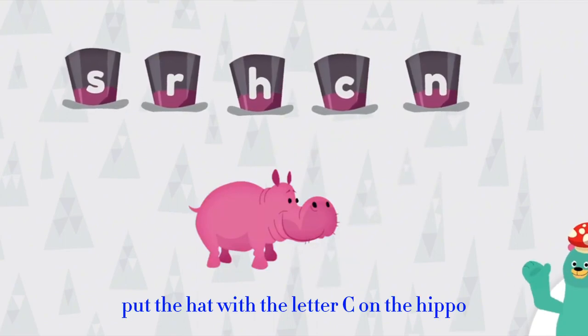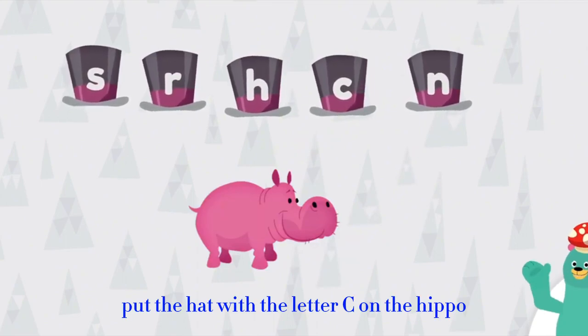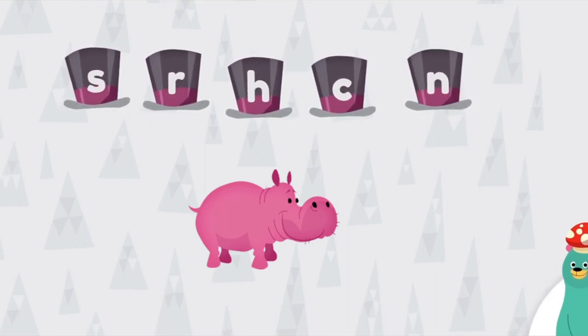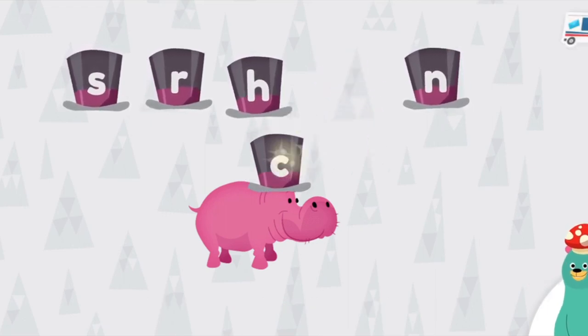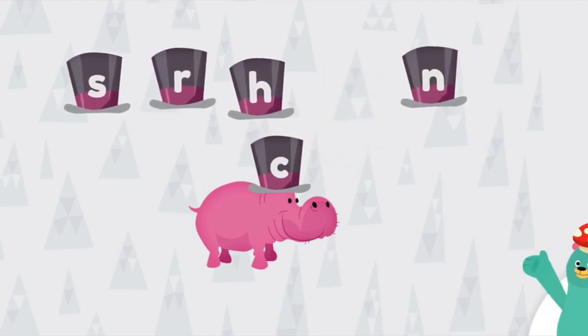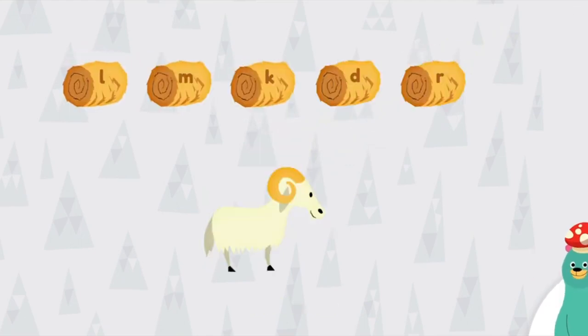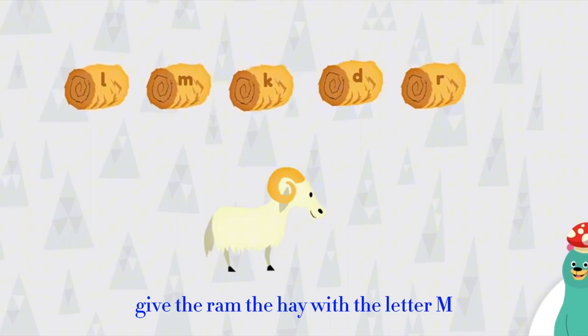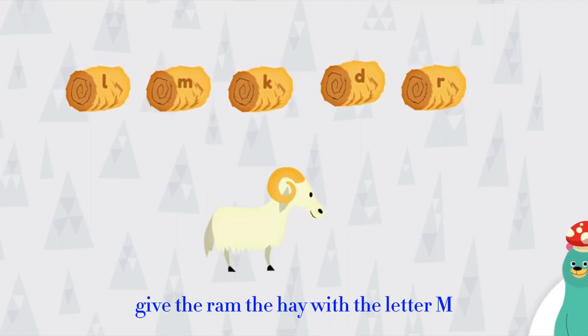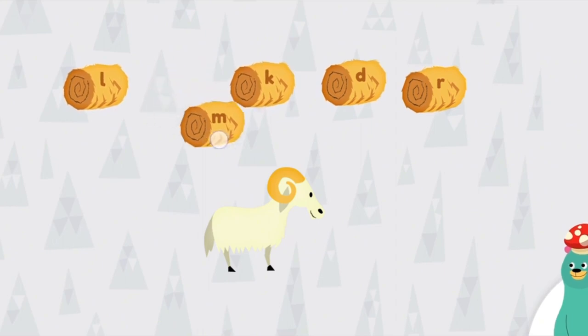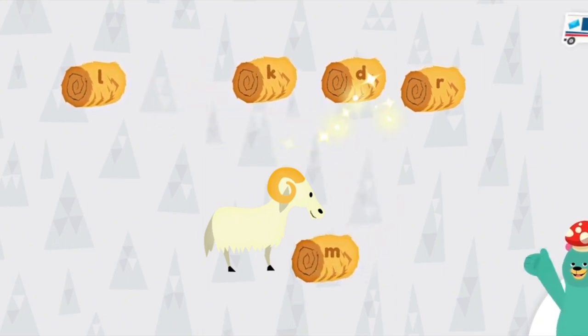Put the hat with the letter C on the hippo. Cool beans! Give the ram the hay with the letter M. Mmm. Keep it up!